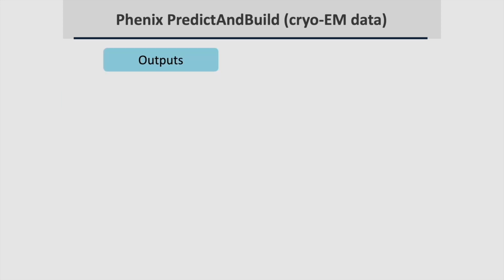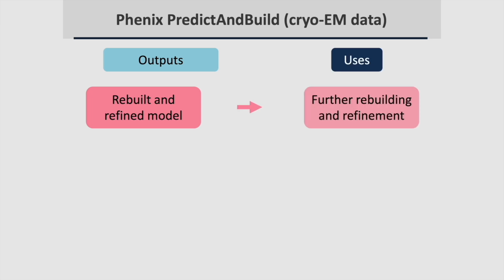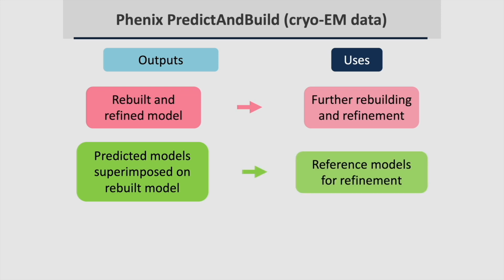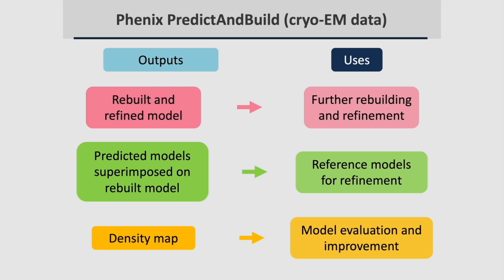When PredictAndBuild is completed, it will provide a rebuilt model based on AlphaFold predictions and your experimental data that represents your Cryo-EM structure. This is ready for further rebuilding and refinement. PredictAndBuild will also provide a set of one or more full-length predicted models superimposed on your rebuilt model. These are useful as reference models for refinement because they often have very good geometry. Finally, PredictAndBuild will provide a density-modified map suitable for model evaluation and improvement.